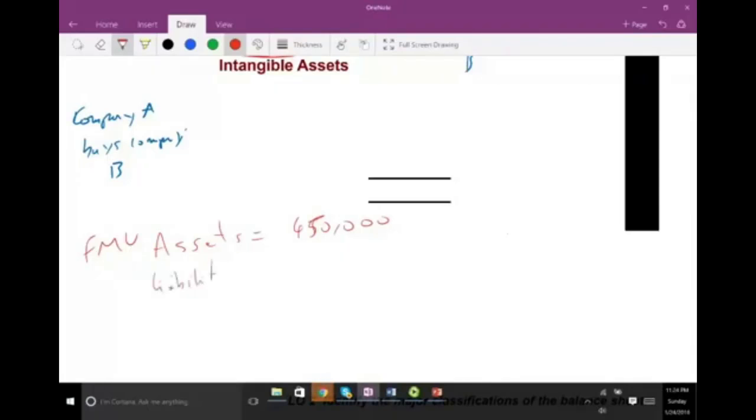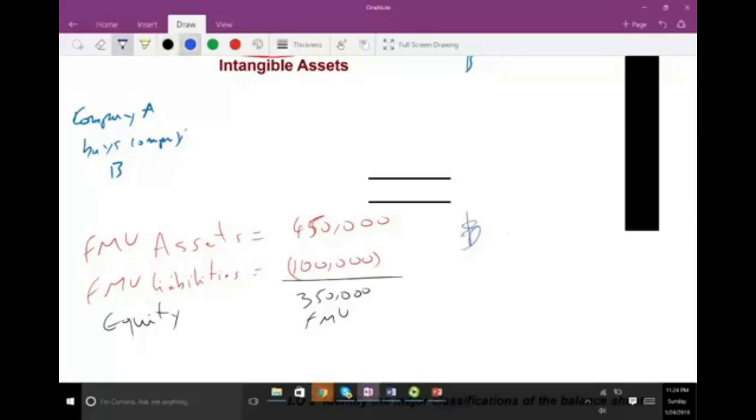Because when you buy a company, you buy both their assets and their liabilities. The fair market value of their liabilities, let's make it $100,000. So the equity of this business is worth $350,000 at fair market value. Here comes Company A, and Company A actually pays to buy it. Let's assume they pay $500,000, so they pay $500,000 for something that's worth $350,000.